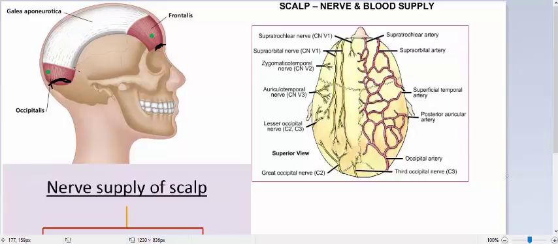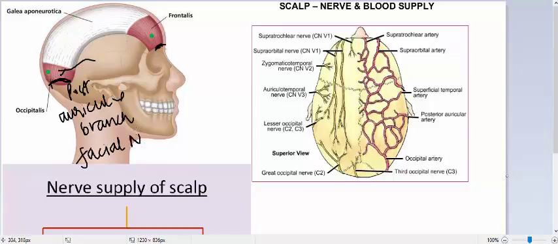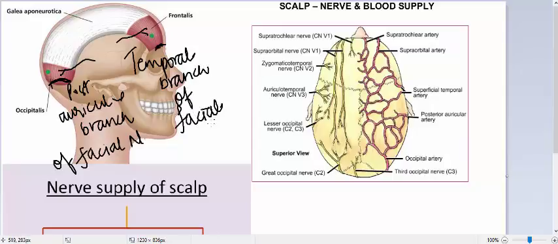This occipital belly is supplied by posterior auricular branch of facial nerve. Whereas the frontal belly is supplied by temporal branch of facial nerve, right? So these both join together to form galea aponeurosis.